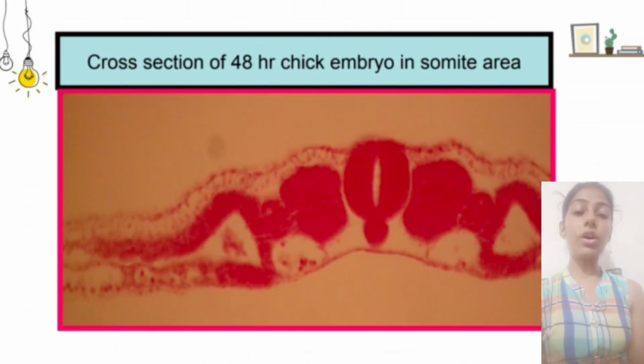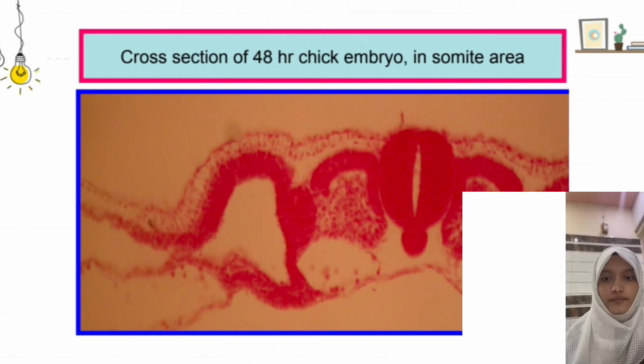This is a picture of a cross section of an 18-hour chick embryo. So this is a figure of a cross section of a 48-hour chick embryo in the somatic area. The position of the embryo with respect to the yolk changes strongly about 48 hours after fertilization. The outgrowth of the cranial features is so strong that the forebrain and hindbrain become almost adjacent to each other. The cephalic region of the embryo is twisted in such a manner that the left side comes to lie next to the yolk.